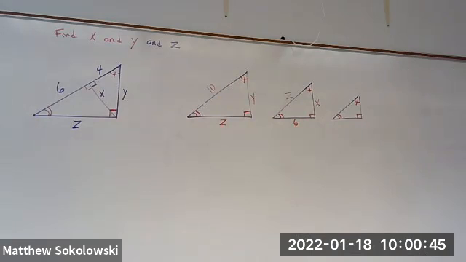Can you label the smaller one? Try to label the smaller one. What's going to go where? What's the hypotenuse? And then match up any of the angles that are the same and write in the missing side.